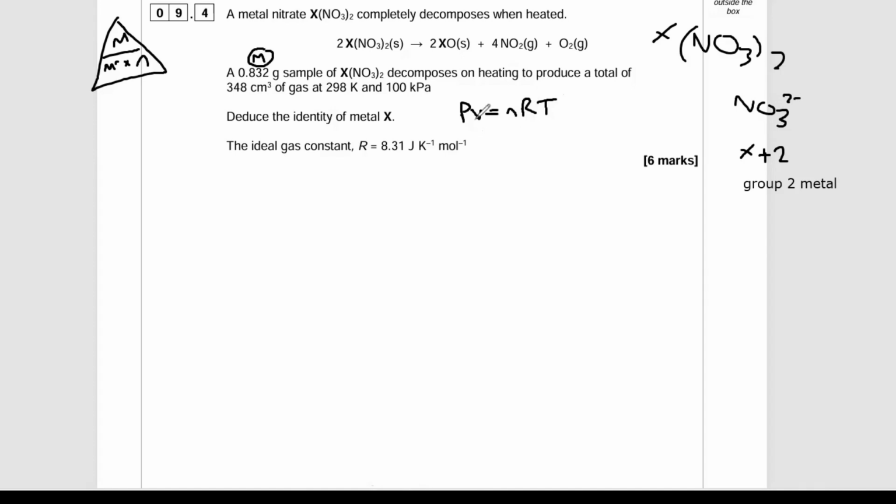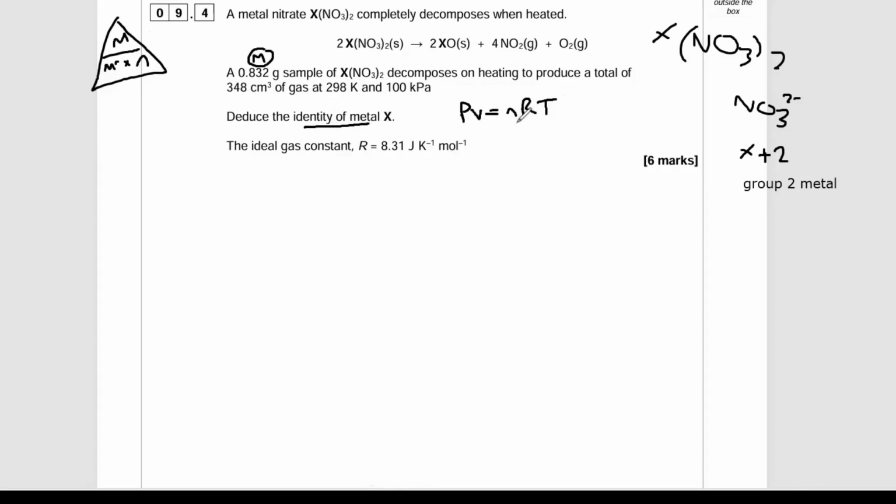And then we need to rearrange this to find moles. We've been given the mass, so if we get the moles, we can work out the Mr, and then we're going to be on the way to identifying metal X. Now, feel free to pause the video now. I've gone through a little bit of what you have to do, so have another go at it with that information.